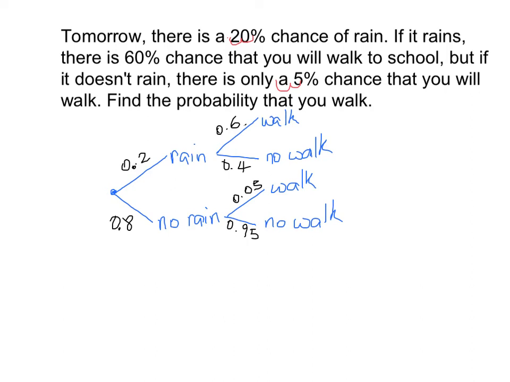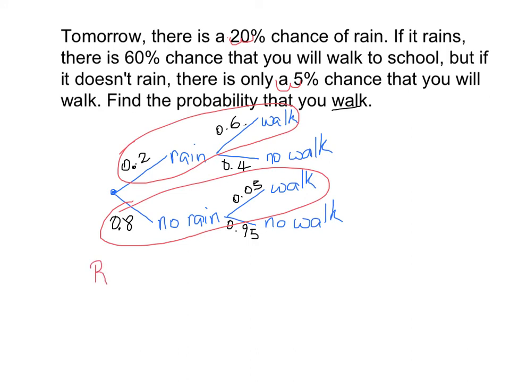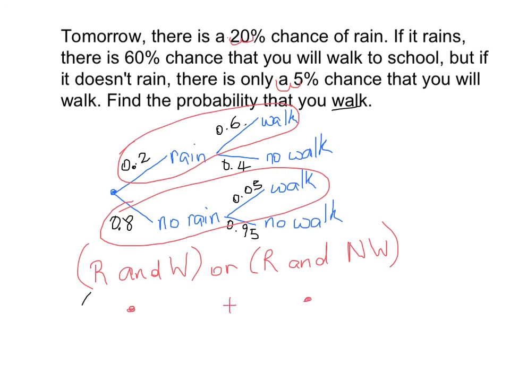All right, so at that point, the probability that you will walk, well, you can walk in 2 different ways. Either you walk when it rains, or you walk when it doesn't rain. So that's the same thing as saying rain and walk, or no rain and walk. Every time you say and, you multiply. Every time you say or, you add.